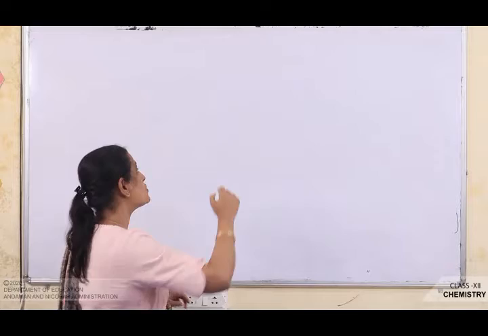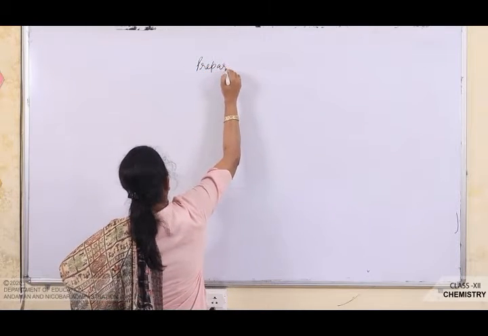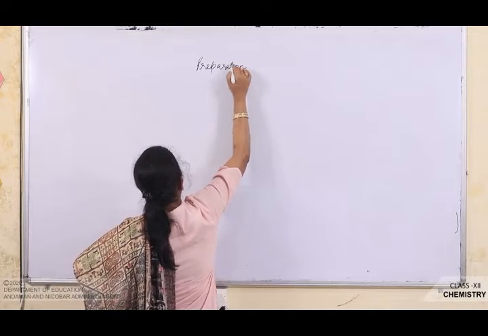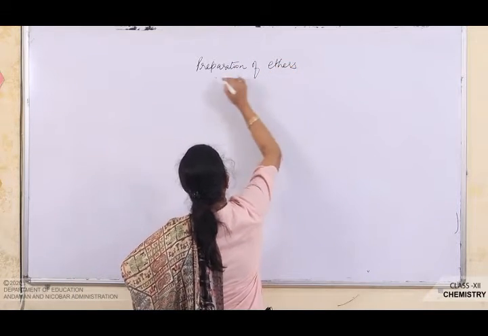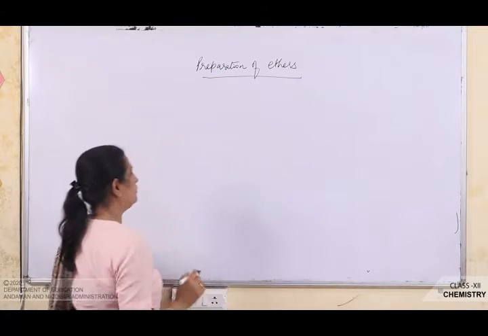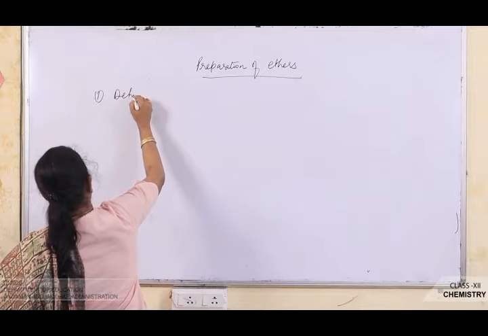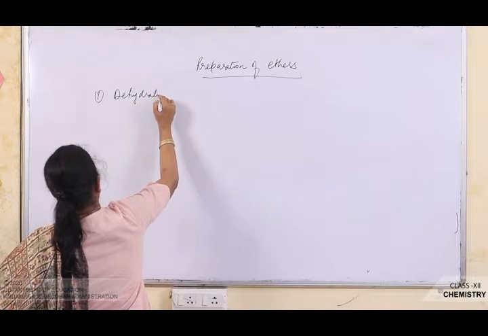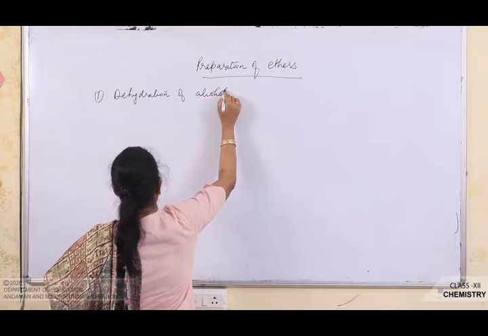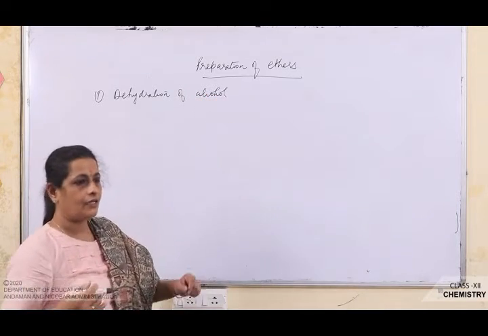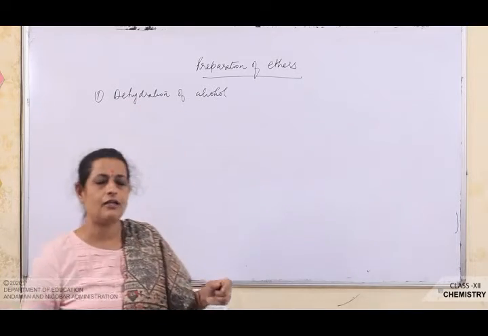Next we will go to preparation of ethers. The first method which we are going to discuss is from dehydration of alcohol. Already we have discussed in the alcohol chapter, chemical properties of alcohol. Dehydration of alcohol gives you what?